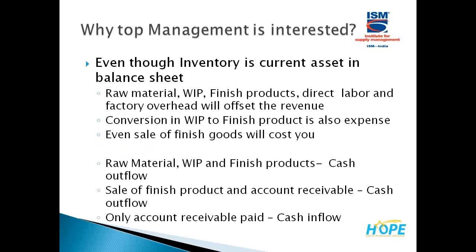Now, why is top management highly interested in inventory? Even though inventory is a current asset in our balance sheet, when you purchase the raw material, you book the raw material under the heading of expenses. When you convert raw material into WIP and then from WIP to finished products, again you book expenses. Take the example of labor expenses, or adding some material to make the raw material into some other form. All these materials, direct labor, and factory overhead you book as expenses, and these expenses are offset against the revenue of the organization.